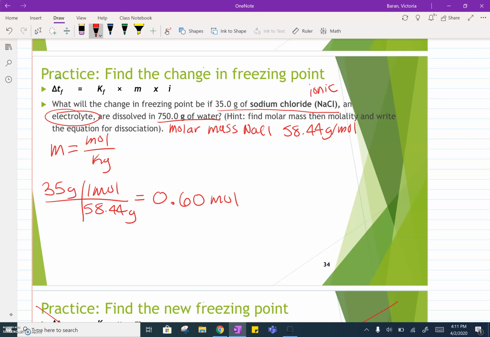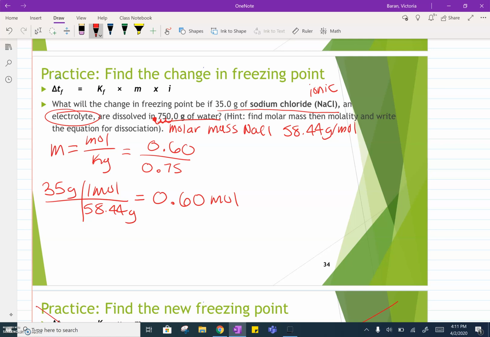Now notice for water, I did give it to you in grams. So in order to get grams into kilograms, you have to move the decimal 1, 2, 3 places to the left. So for my solvent, I have 0.75 kilograms. For my solute, I have 0.60 moles.